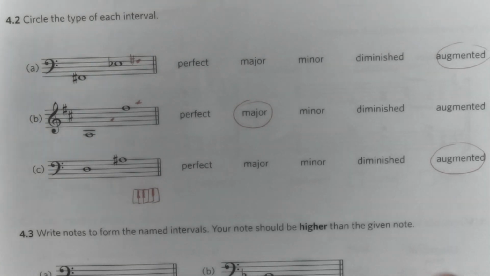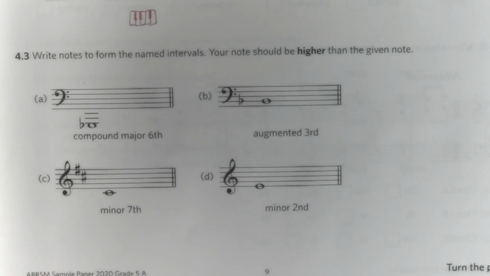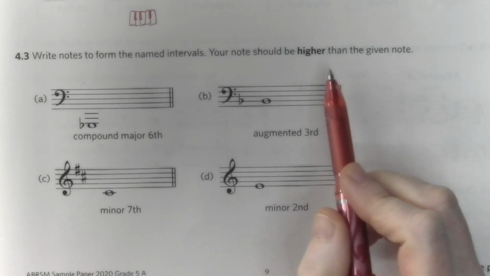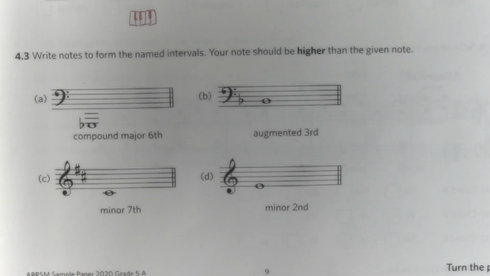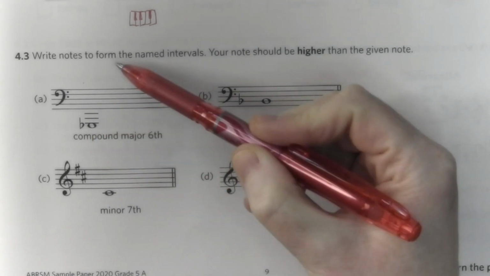Let's move on. In this fourth question, we need to write the notes to form the indicated interval. And they tell us very clearly that the note should be higher. Now don't forget this, because this costs marks. Higher, higher.